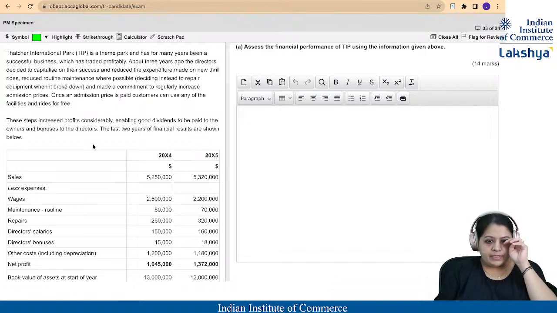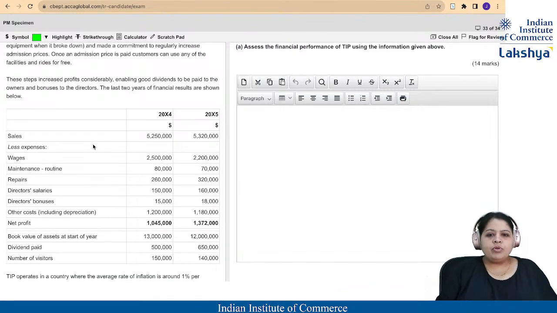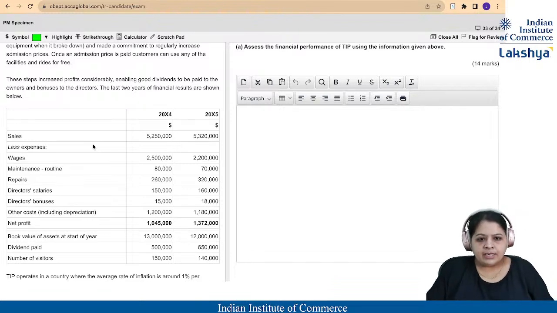Once the admission price is paid, customers can use any of the facilities and rides for free. These steps increase profits considerably, enabling good dividends to be paid to the owners and bonuses to the directors. The last two years of financial results are as follows.